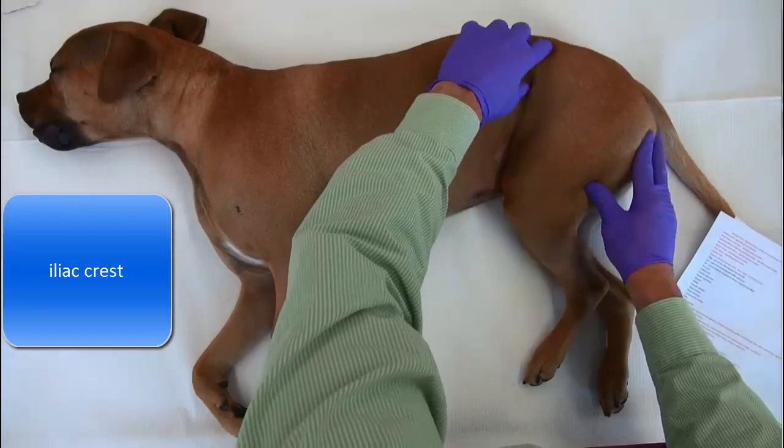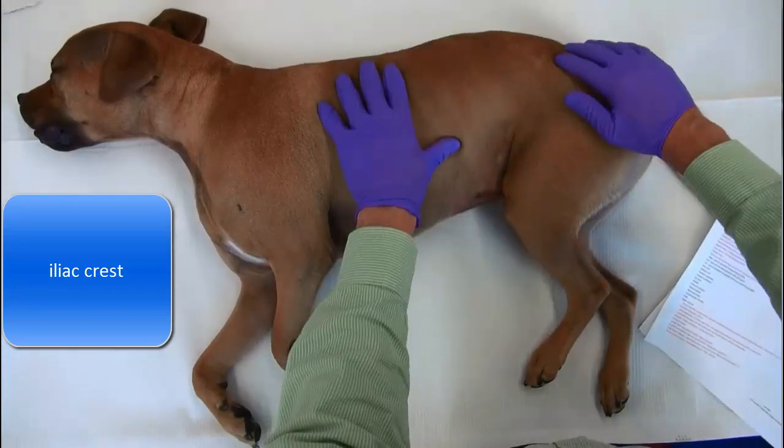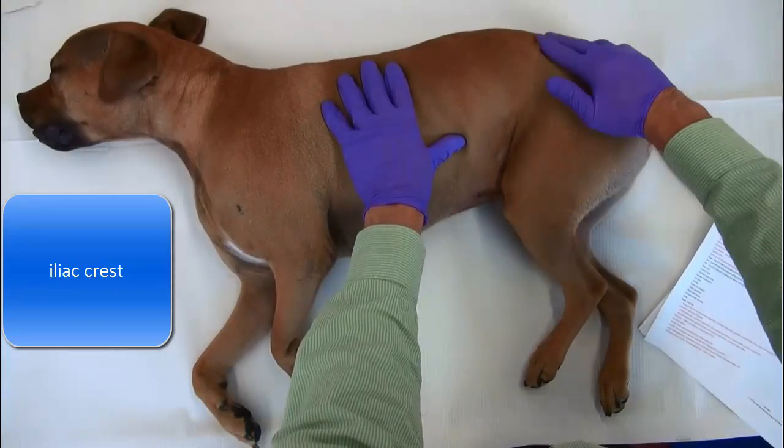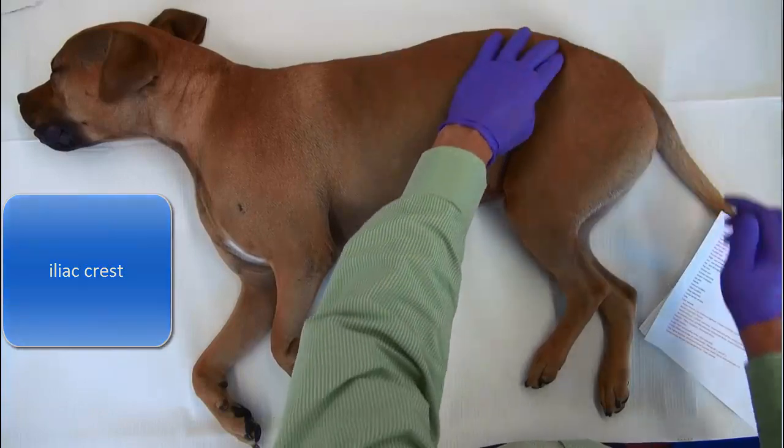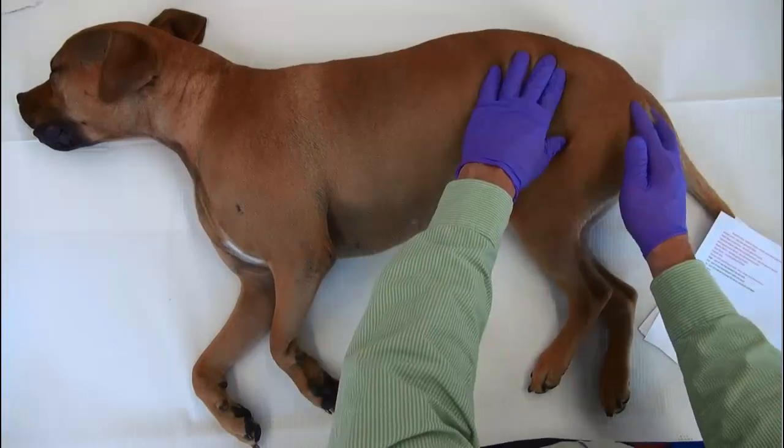The iliac crest is this palpable landmark of the cranial dorsal aspect of the hip bone. It's quite easy to feel right up in here. This would be your iliac crest.